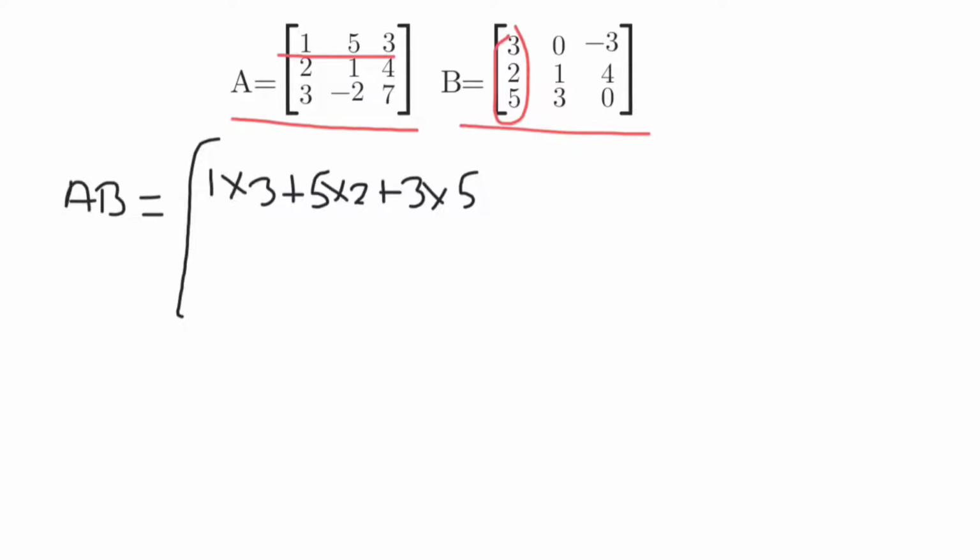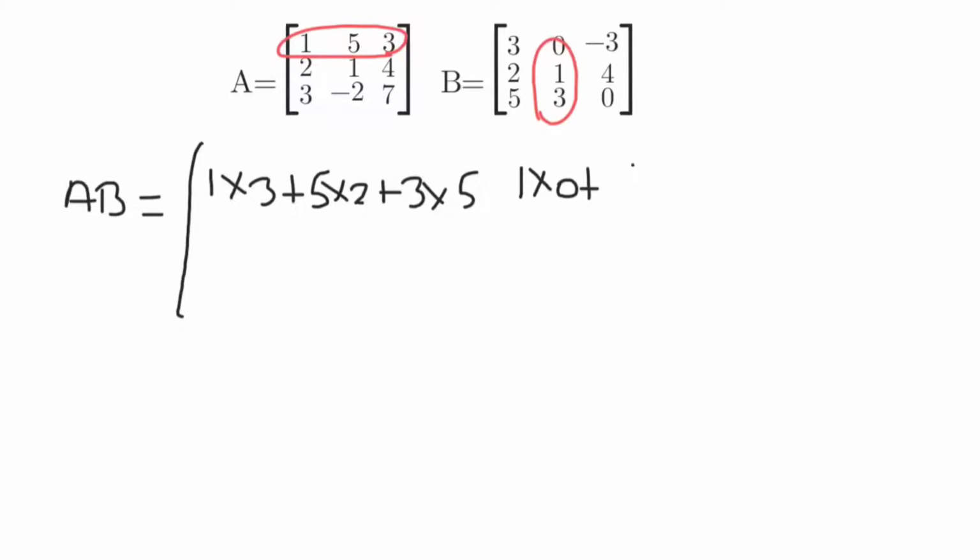So for the second element, you need to multiply this first row with the second column. So the second element will be 1 times 0 plus 5 times 1 plus 3 times 3.